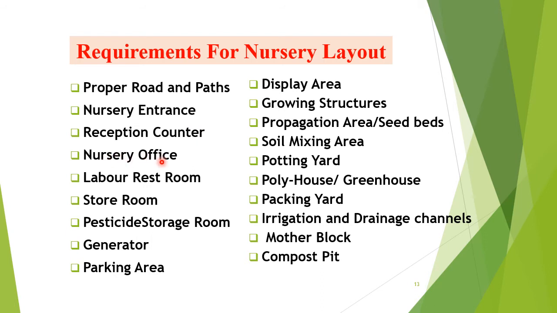There should be a nursery office, labor rest room, store room, pesticide storage room, generator for electricity, parking area for the clients, display area, growing structures, propagation area or seed beds, soil mixing area, potting yard, polyhouse, greenhouse, packing yard, irrigation and drainage channels, mother block, which is very important, and compost pit. These are the requirements for a nursery layout, which is to be laid in a proper site. And these are the basic requirements for a nursery layout.